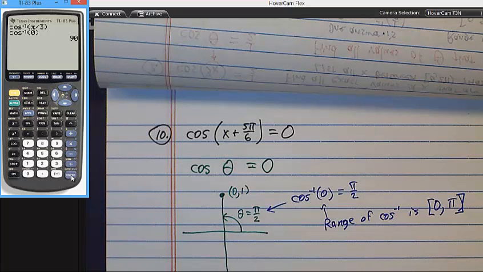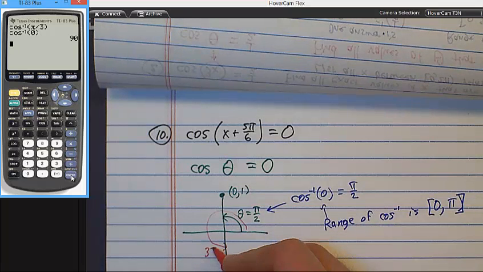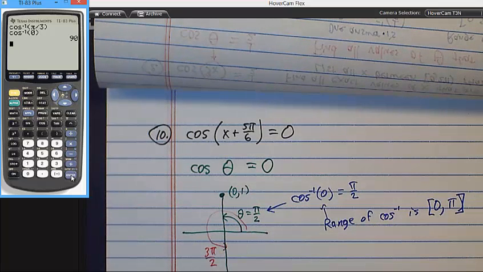Now, are there other angles that have a cosine of 0? Think about the whole unit circle. Sure, there's another one. Another one would be this angle, which is 3 pi over 2. Let me give you another answer. Another answer would be going this way, which is negative pi over 2.